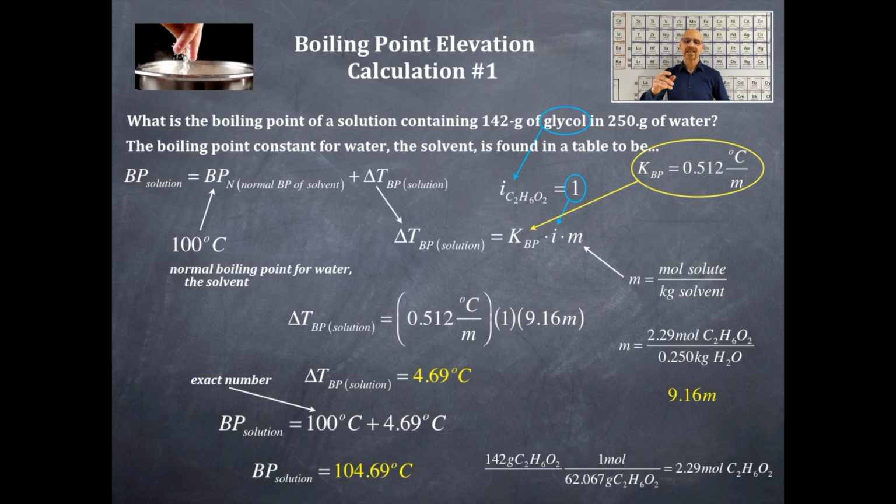So if you have added 142 grams of ethylene glycol to 250 grams of water, the boiling point of this is now 104.69 degrees Celsius. You can do the same thing for your pot of boiling water and adding salt. Notice that the Van't Hoff factor for salt is 2, so you get a multiplying factor of 2 when you add salt to water because it's an ionic compound. Super cool. Great application of a boiling point elevation and a colligative property example.